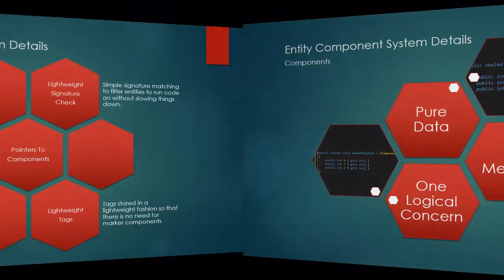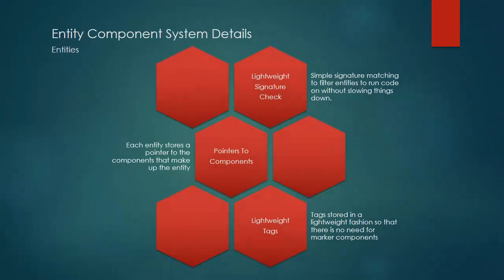The next thing is the entities themselves. We're going to have a lightweight signature check, which I'm going to talk to you about a little bit more in detail, but basically it's a simple way to really efficiently check what components are in the entity, and very quickly be able to match what we want to what's in the entity and say, hey, does this entity have the things that we want to find? And if not, we can move on, right? And I'll go into that in more detail later.